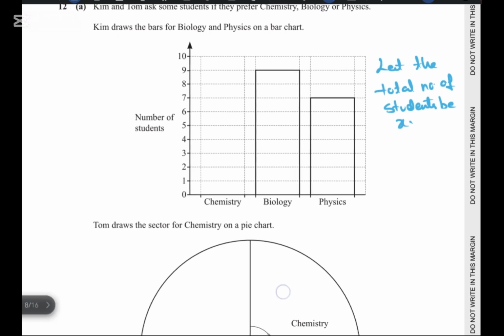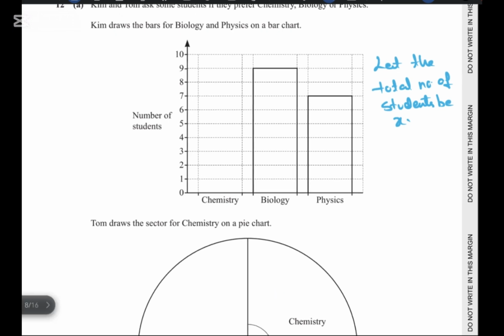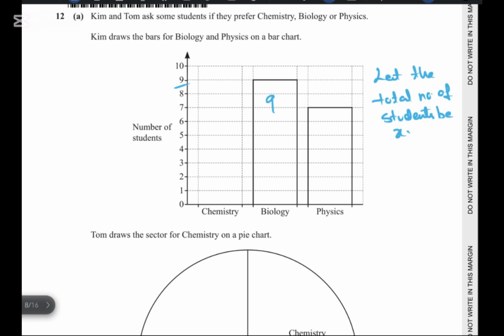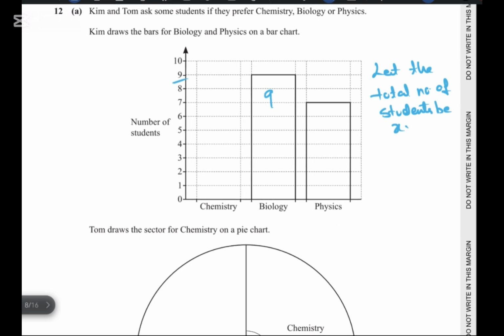So now we have to see the bar graph here. Now biology is drawn up to 9, that means this is 9 students. The number of students who prefer biology is 9 and the number of students who prefer physics is 7. We don't know chemistry, but we know the sector for chemistry, that is 120 degrees. Now you have to make an equation very carefully here. I will show you.